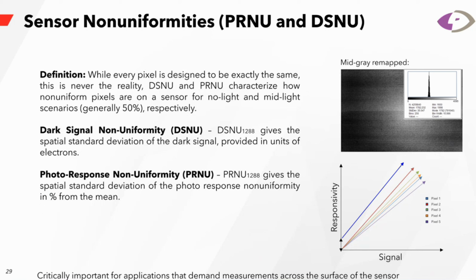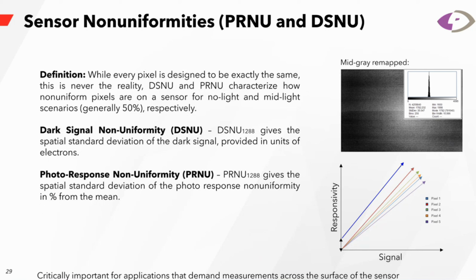On the bottom right, you can see a graphic that just shows you, although you have 5 pixels that are exactly the same on the sensor in terms of size, specification, in reality, the responsivities could be a little different. All right. So in other words, their slopes versus signal will be different. If you look at that blue line, while it is the same in terms of its slope to the red line, you can see that it has a little bit of a different offset compared to the other one, which would contribute to some dark signal non-uniformity in that measurement. So this is critically important for applications that demand measurements performed across the sensor.